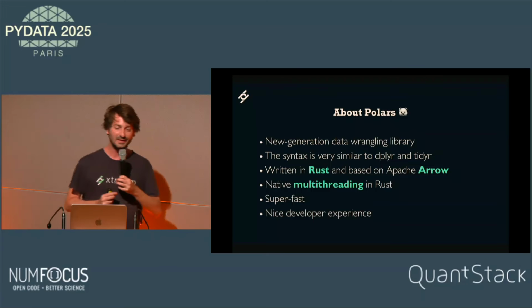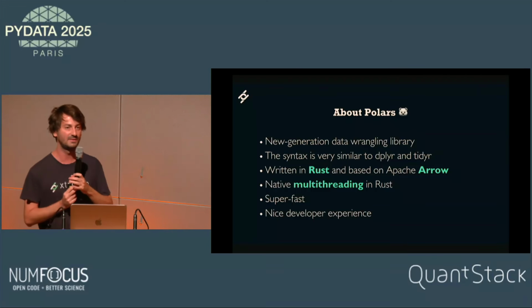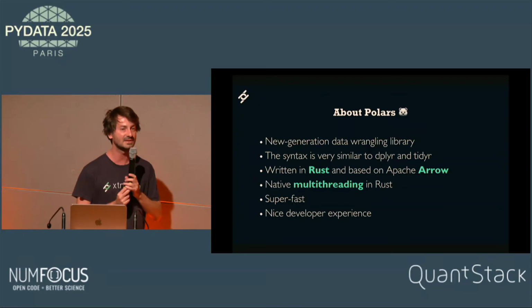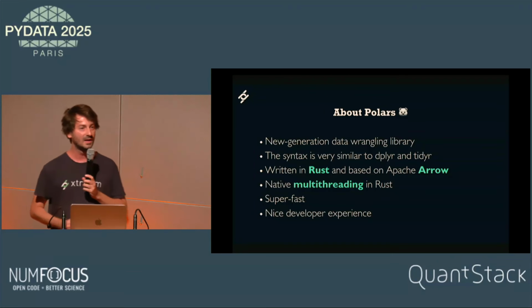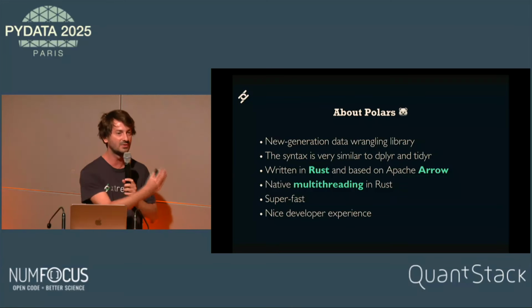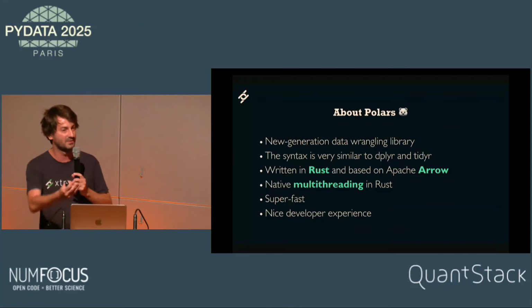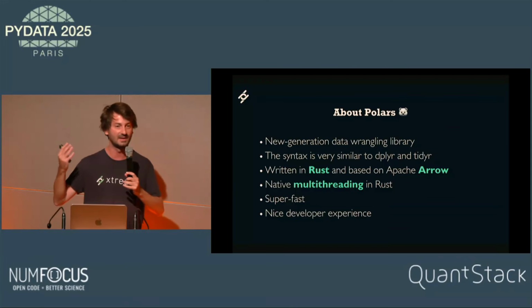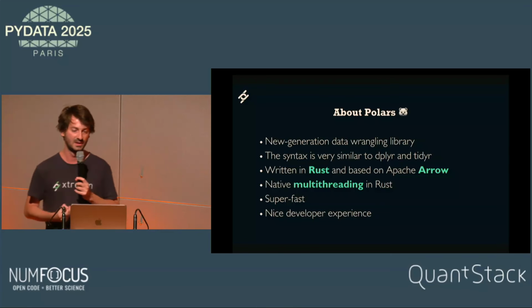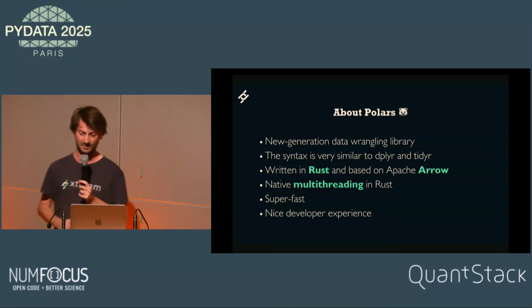And by chance, it has a syntax that is very, very similar to the nice and elegant syntax of dplyr and tidyr. When Ritchie Vink, the inventor of Polars, was interviewed on the topic, he said, I didn't know about these R libraries when I first wrote Polars, but they indeed are super similar. So because of these features, Polars is super fast, and it has a very smooth developer experience.